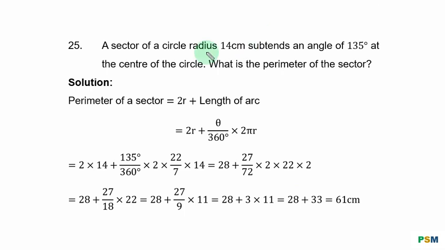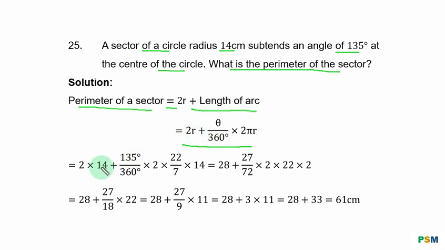Example 25. A sector of a circle of radius 14 cm subtends an angle of 135 degrees at the center of the circle. What is the perimeter of the sector? Solution: perimeter of a sector is equal to 2 radius plus length of arc, written in this form.